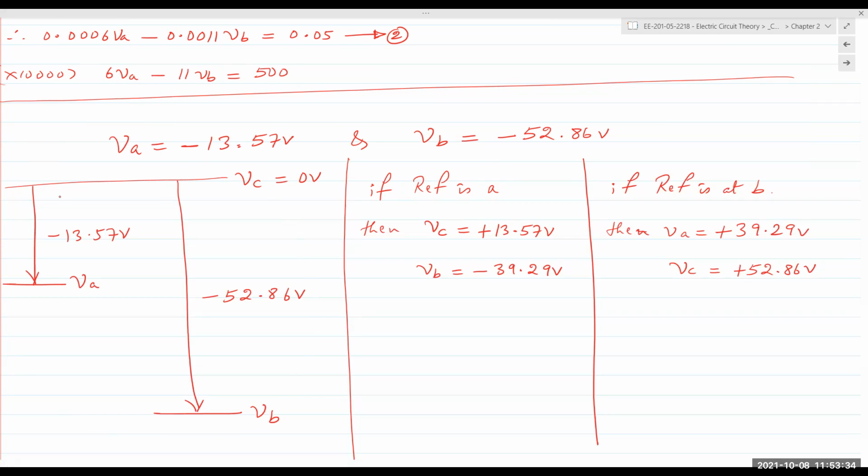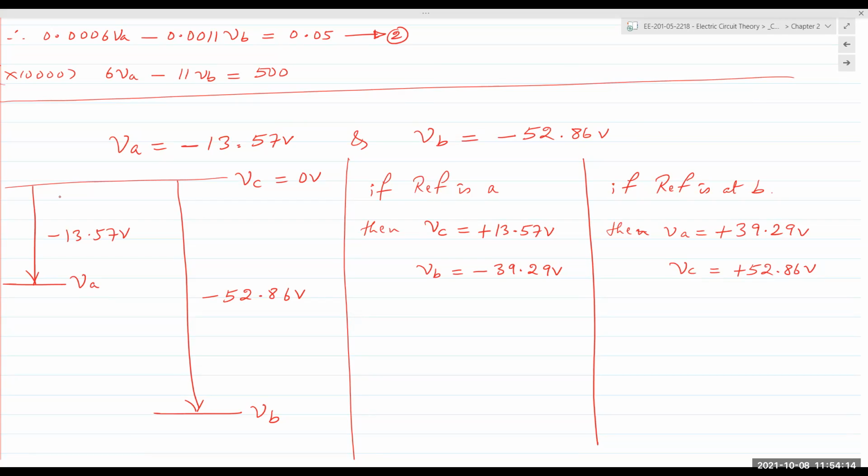From here, you have VA, VB, and VC. Whether you take this, this, or this as your reference, your resistor voltages will not be different. You can try it out. You can take these numbers where VC is 0, this is minus 13, this is minus 52, and you calculate all your resistor voltages. Then reference is A. So VA is equal to 0, VC is plus 13, VB is minus 39. Calculate the resistor voltages. Do the same with this one. All three of them should give you the exact same resistor voltage. That will not change. And that is the point of the technique.